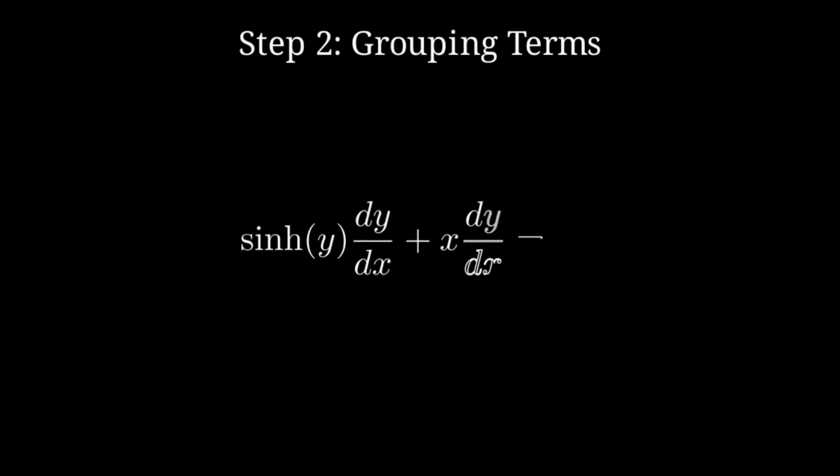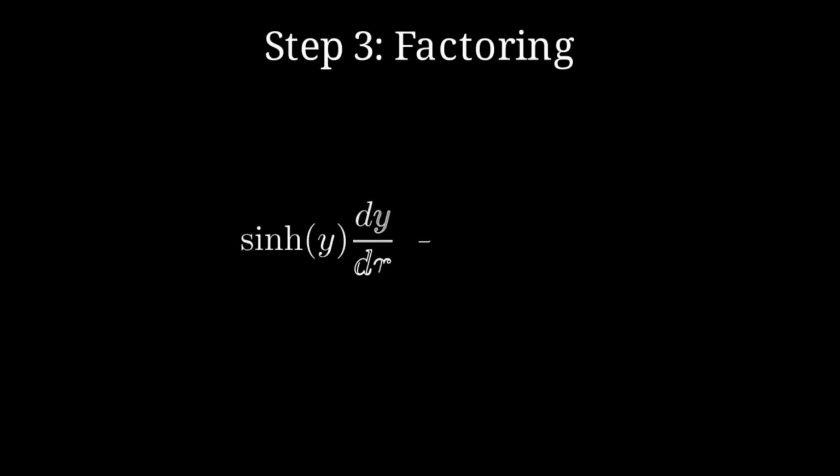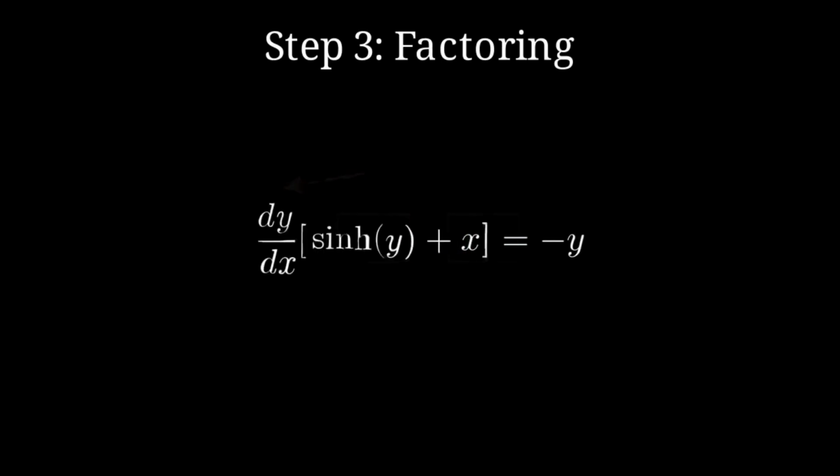Next, we move all terms that do not contain dy/dx to the right side of the equation. We subtract y from both sides, leaving us with sinh of y times dy/dx plus x times dy/dx on the left, and negative y on the right. Now we factor out dy/dx from the terms on the left. This isolates the derivative into a single factor multiplied by the quantity sinh of y plus x. We are now just one algebraic step away from our final answer.